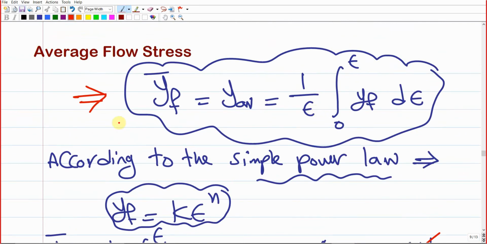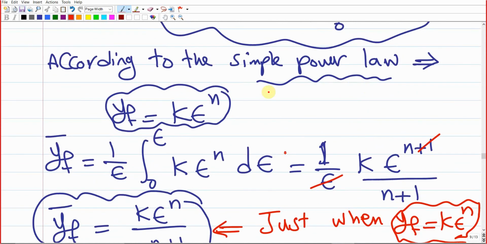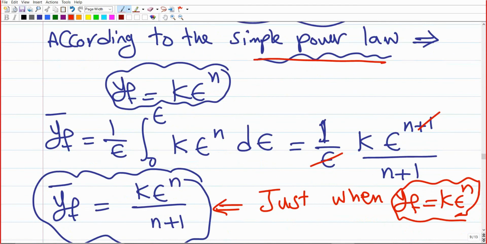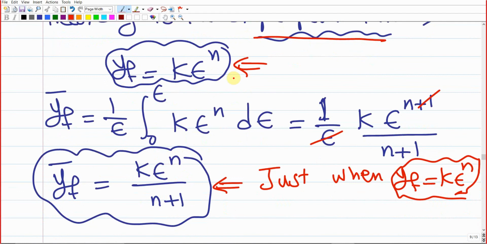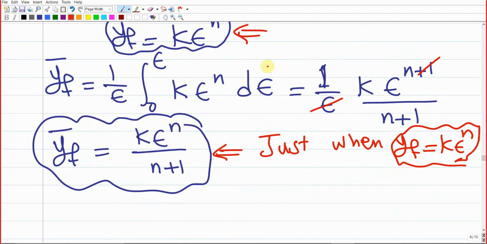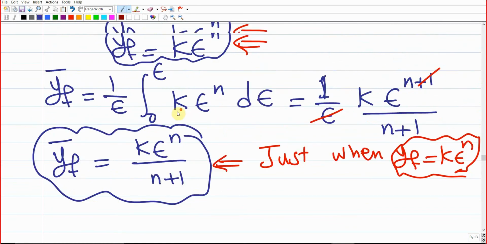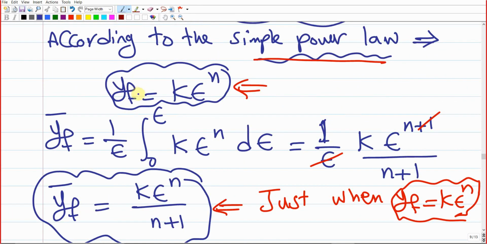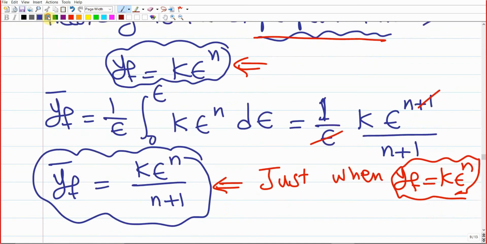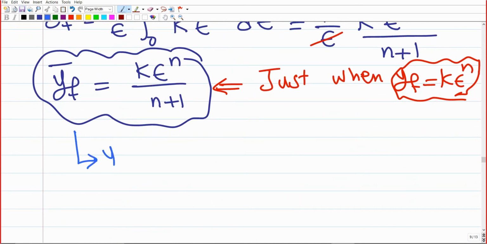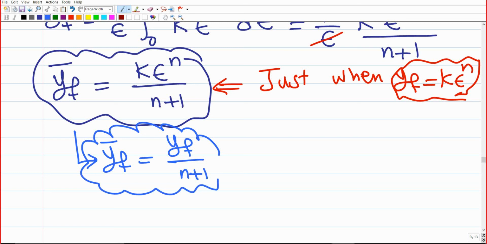Make sense? So the average flow stress, this is the general formula. This is just for the simple power law. In the simple power law, the flow stress can be represented as K epsilon bar to the n. If we do the integration, we end up with this formula. What is K epsilon bar to the n? It should be YF, according to the simple power law assumption. So we can write the average flow stress as the flow stress over n plus 1. But it is not always in this form. This is just in case we are already using the simple power law for the flow stress.